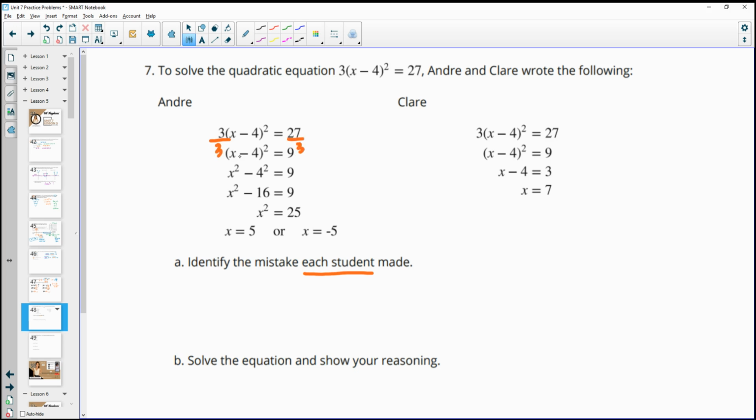And 3 divided by 3 is 1, so we just get that (x − 4)². And 27 divided by 3 is 9, so that's good. Okay, so his first step is fine.